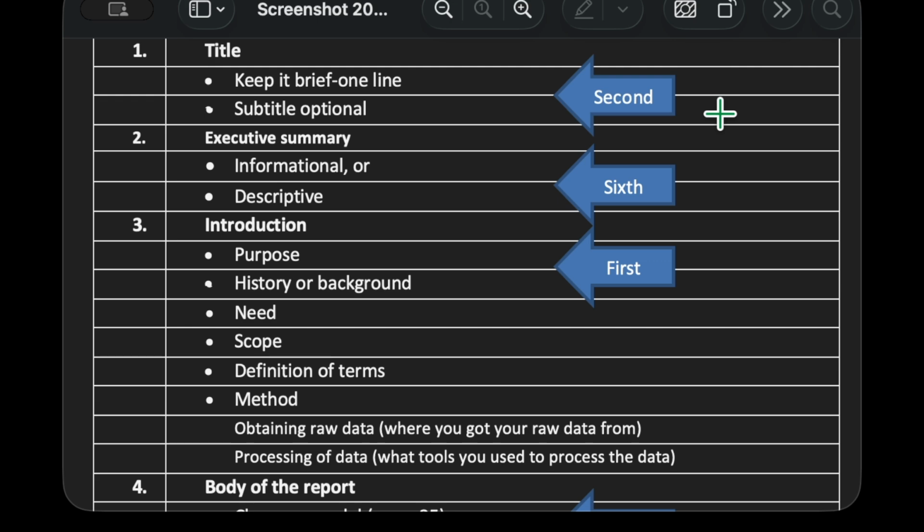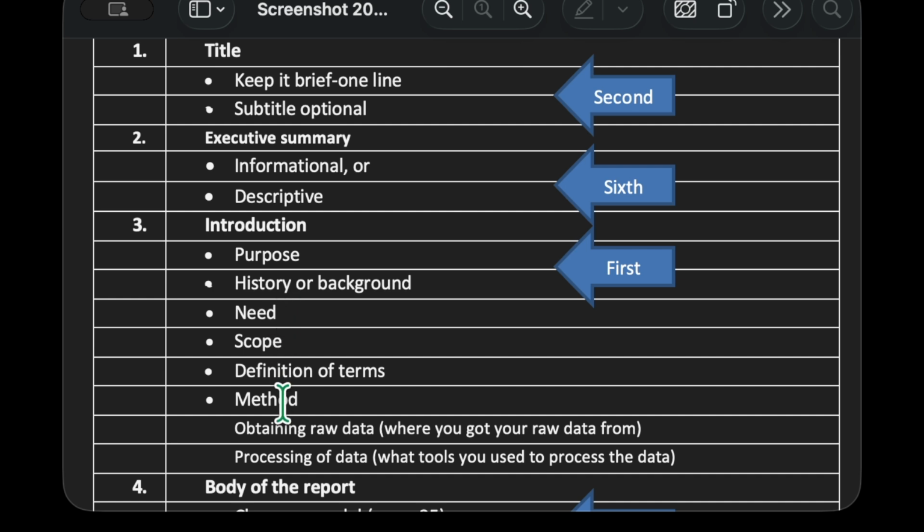Breakdown of the report, we've got title, executive summary, introduction, and the purpose of this video is to look at the purpose statement over here. And I've said there that in terms of the chronology of the report, not the actual layout of the report, because that, as you can see, involves the executive summary right up front. But in terms of the chronology, the first thing to do is to determine your purpose statement. So that's what this video is about, determining the purpose statement.